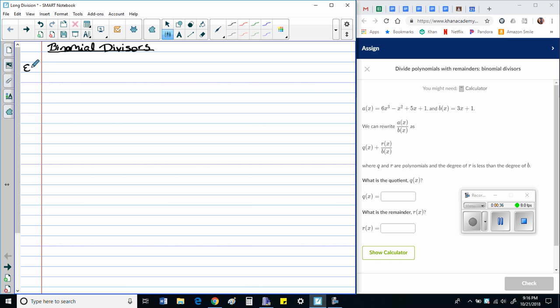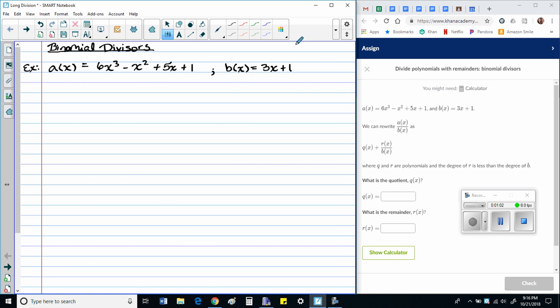Okay, so I'm over here and I have a of x. So example, we're going to say a of x is 6x cubed minus x squared plus 5x plus 1. And b of x, just put a little semicolon in between them, equals 3x plus 1.